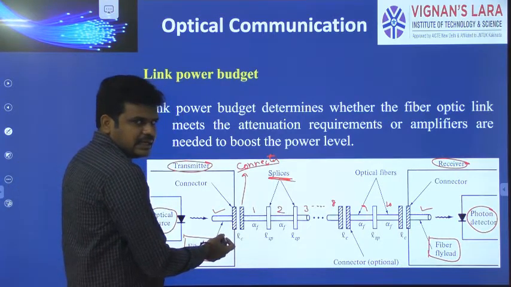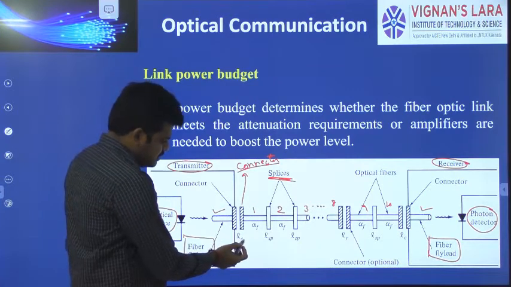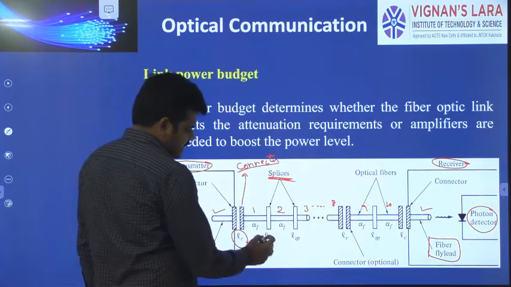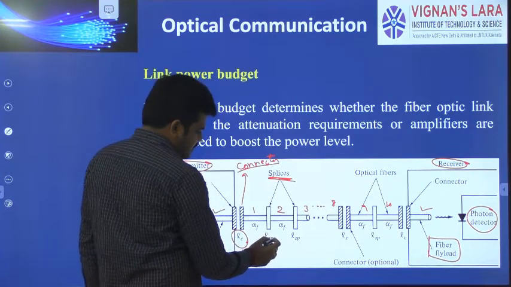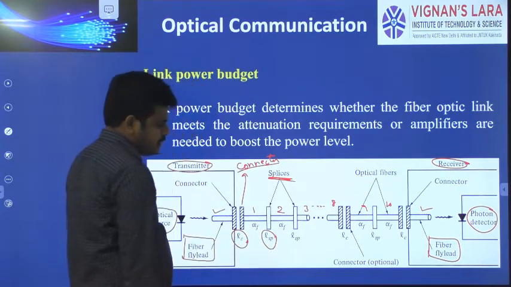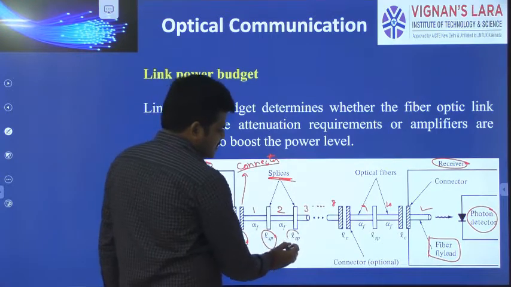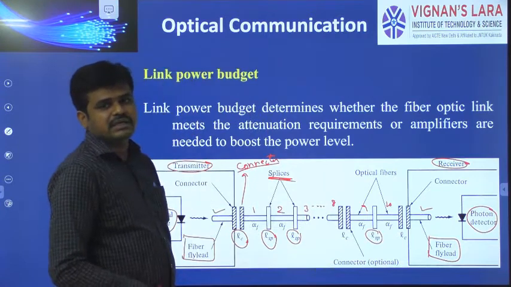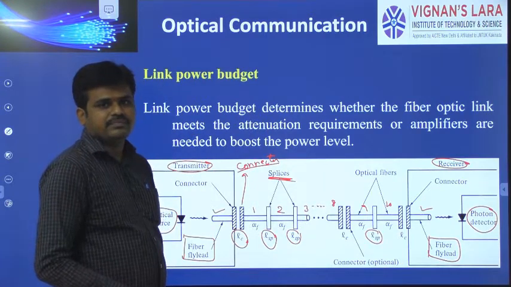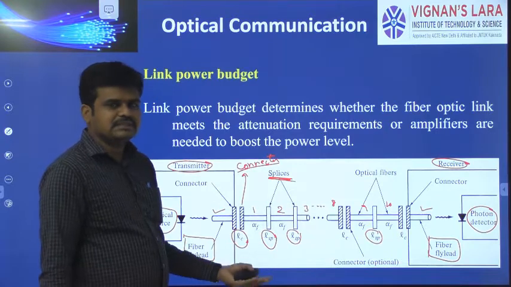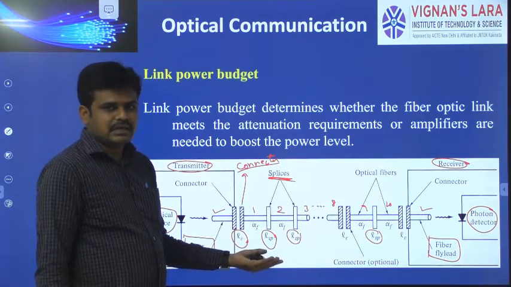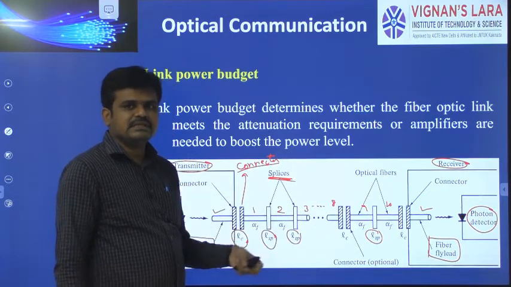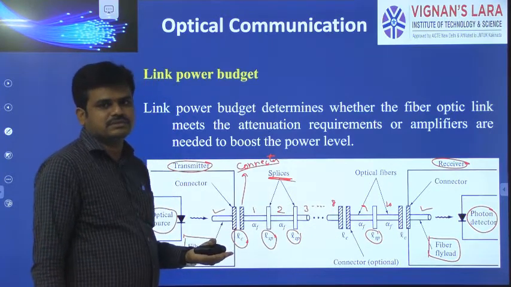If the power loss is at the connector, you call it LC. If the power loss is at the splicing point, you call it LSP. How many LSPs are there? It depends upon how many splices you have done. And LC, the loss at the connector, depends on how many connectors you have used.